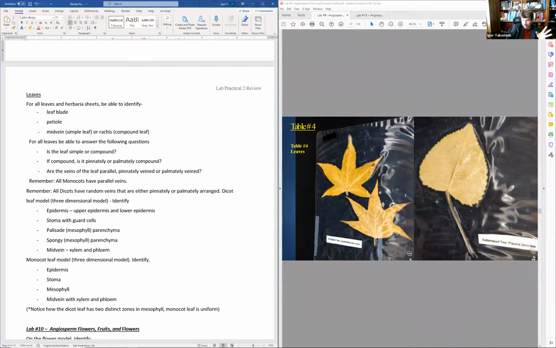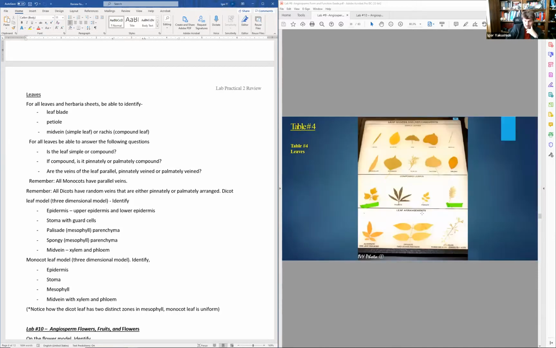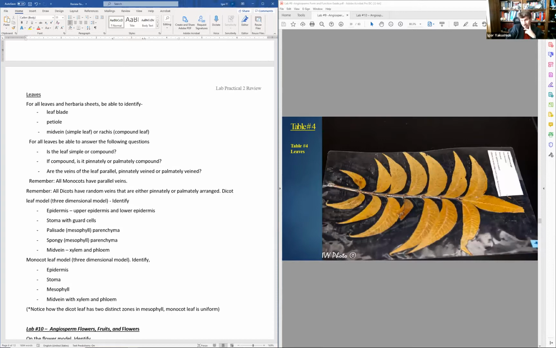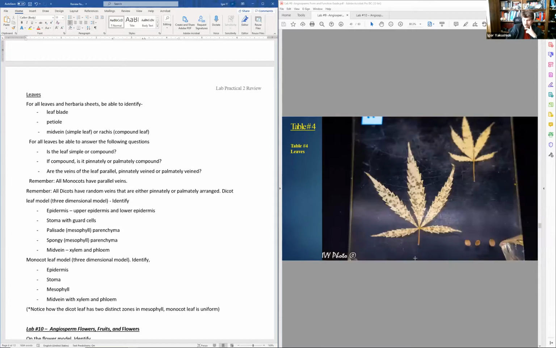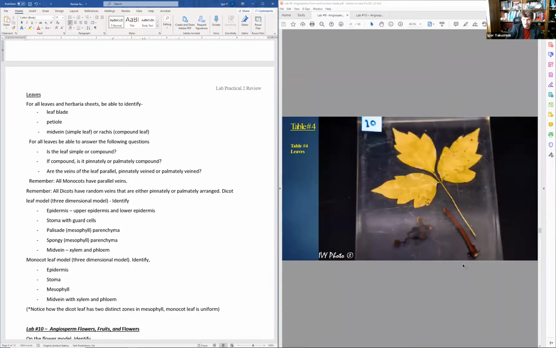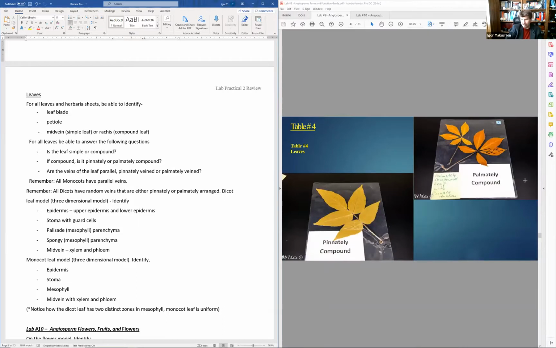So you're looking at the simple leaf with the pinnate venation, simple leaf with the palmate venation, right? Now we're looking at the compound leaf with the pinnate arrangement of the leaflets. We're looking at the compound leaf with the palmate arrangement of the leaflets. Pinnately compound, palmately compound. If it's compound, you don't have to worry about the venation unless it specifically asks, what is the venation?